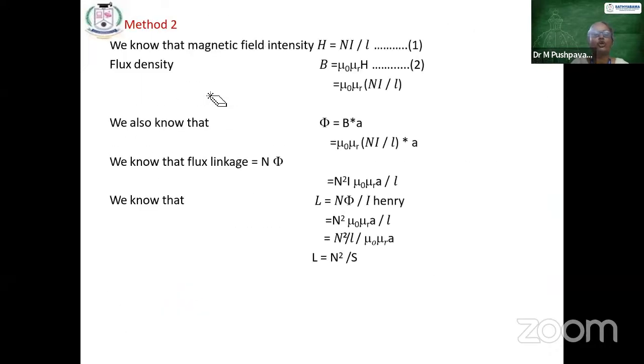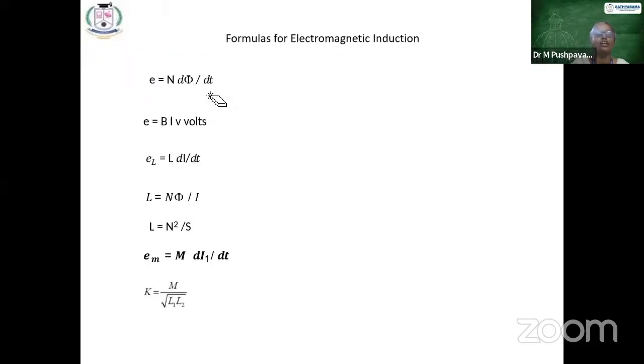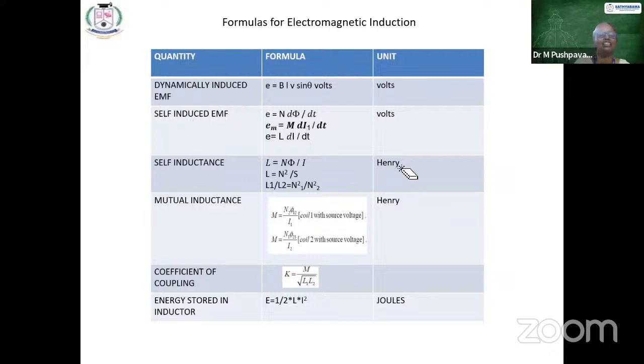Okay, I will show you one more important formula, K equal to M by root of L1 L2. On this particular slide, you take down dynamically induced EMF, E equal to BLV sin theta, and self-induced EMF, E equal to N d phi by dt. It's nothing but Faraday's law. And mutually induced EMF, M di1 by dt, and L di by dt, we can write.